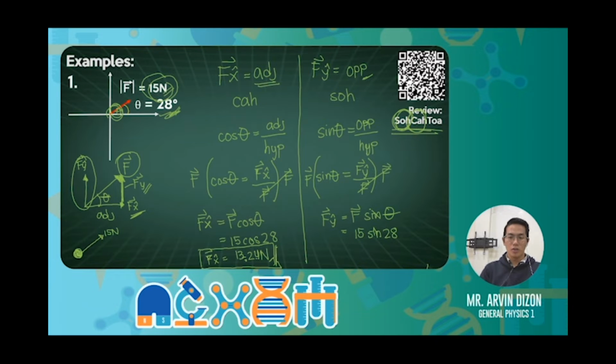Also, as a rule, if we have numbers that will still be used in the next steps, we have to get just 2 decimal places. So, okay na yun. Then, for this one, we'll compute. Fy will now be equal to 15 sine 28. That will now be 7.04 newtons. So, these are now our components of a vector for this situation.